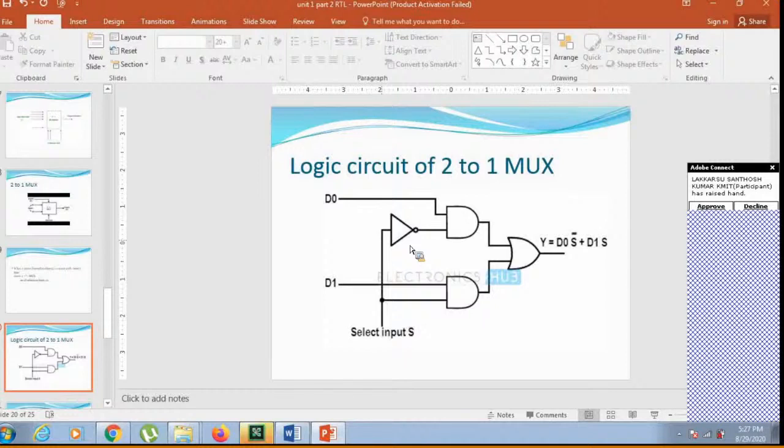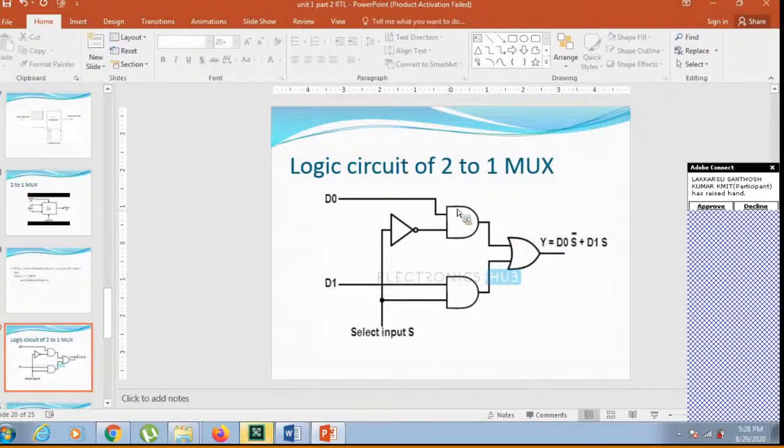Why? Because how many inputs do we have? We have 2 inputs, D0 and D1, and always the OR gate count is equivalent to 1. Only one OR gate will be used. Why? Because the number of output lines is only 1. Now in this logic diagram, the first AND gate is for the D0 input, and the second AND gate is for the D1 input.